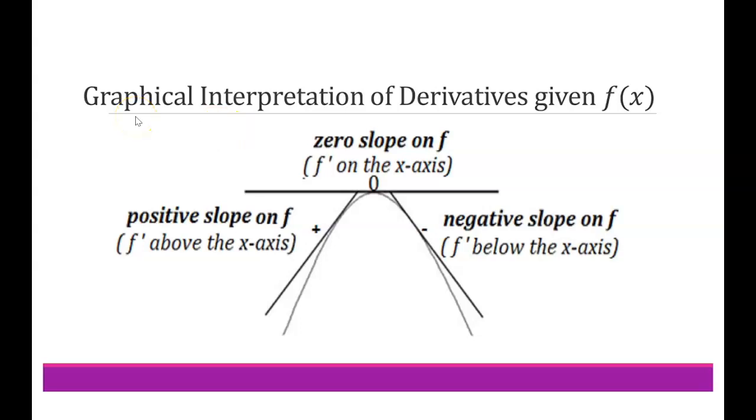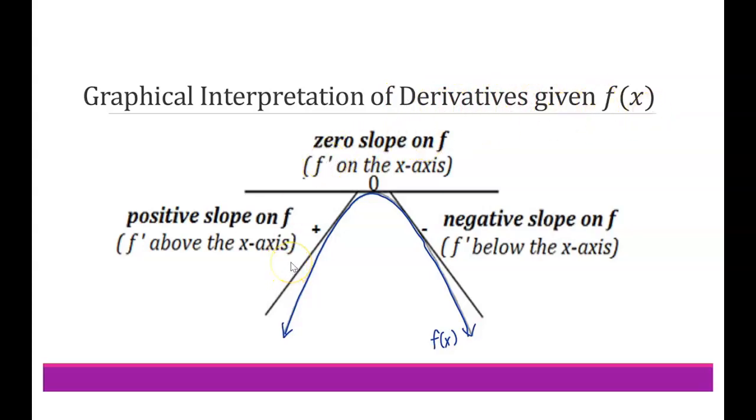Let's continue on thinking about the graphical interpretations of derivatives given the original function f of x. But now, instead of having a function that's just a bunch of lines, we're primarily going to deal with functions that are curves. So here, on this example, this downward facing parabola, looks like a parabola anyways, that's our function f of x. So it is not a bunch of straight lines, it's a curve.